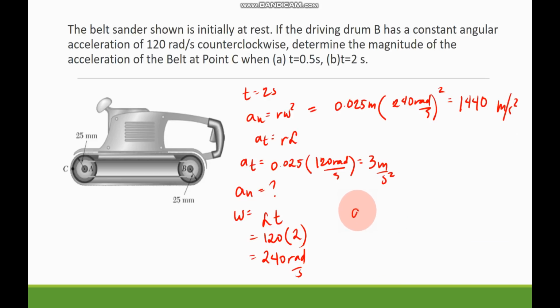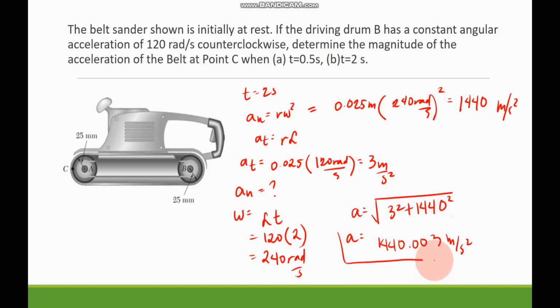So our acceleration therefore is equal to the square root of 3 squared plus 1440 squared. Therefore, the acceleration is equal to 1440.003 meter per second squared, because the tangential component of the acceleration is very small compared to the normal component of the acceleration. So this is the final answer.